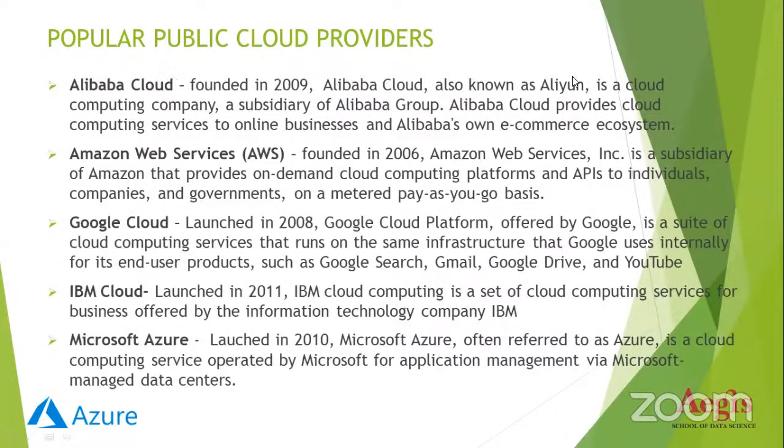And let's see popular public cloud providers. There are 5 major public cloud providers: Alibaba, AWS, Google Cloud, IBM, and Microsoft Azure. Alibaba was founded in 2009. It's also called Aliyun. It's a cloud computing company which provides all computing services, network services, storage services.